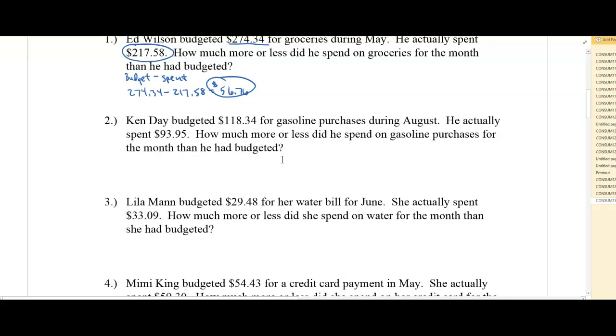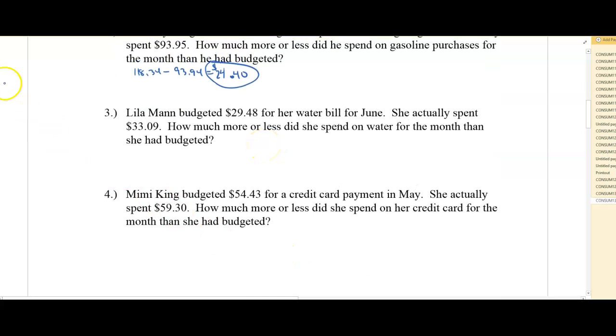Number two, Ken Day budgeted $118.34 for gasoline purchases during August. He actually spent $93.95. Right? How much more or less did he spend on gas for the month than he had budgeted? Well, if I take the $118.34 I budgeted, subtract how much I spent, right? 118.34 minus 93.94 would give you $24.40. Okay. All right. Do me a favor, try 3 and 4.